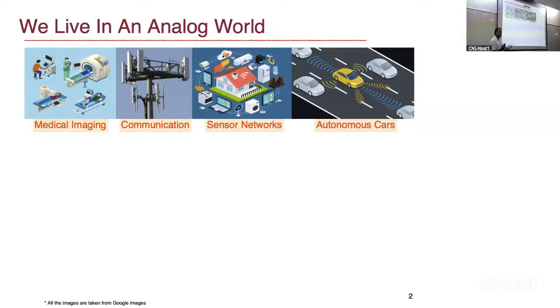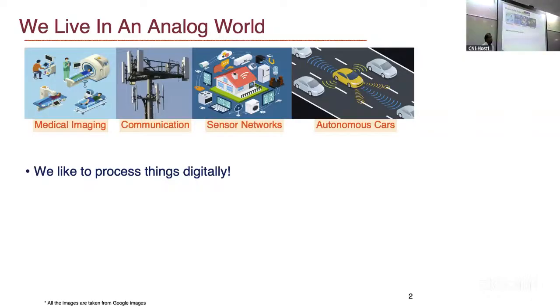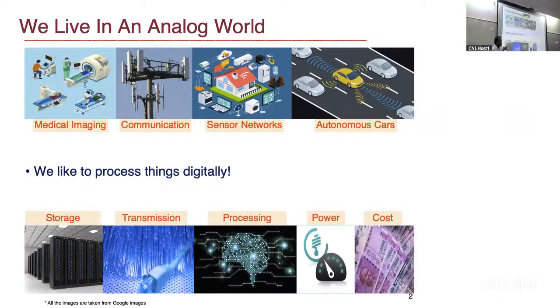Okay, so we have a lot of things captured in the analog world, right? But we like to process everything digitally. So we have digital computers and everything, right? And why do you want to do these things digitally rather than in the analog domain? Simple things, right? Storage is very simple. In the digital domain, we can do better transmission, digital communication and all, as you might have studied. We can have faster processing in digital systems. Then, of course, we can reduce power and cost and all those things, right? So all these advantages are there when we process our stuff digitally, although we live in an analog world.